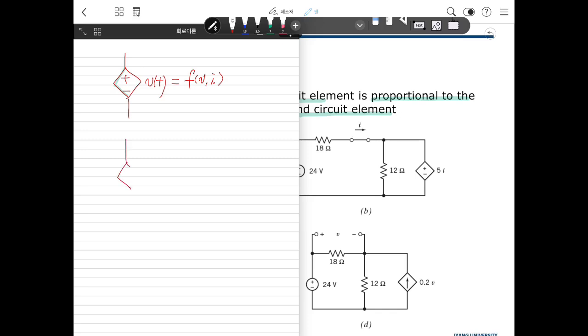And the same way, the current dependent source is in this symbol and the arrow in here. This is It. The same way, the current value defined in this symbol is dependent on the value of V and I in the other circuit. I will give you some examples.